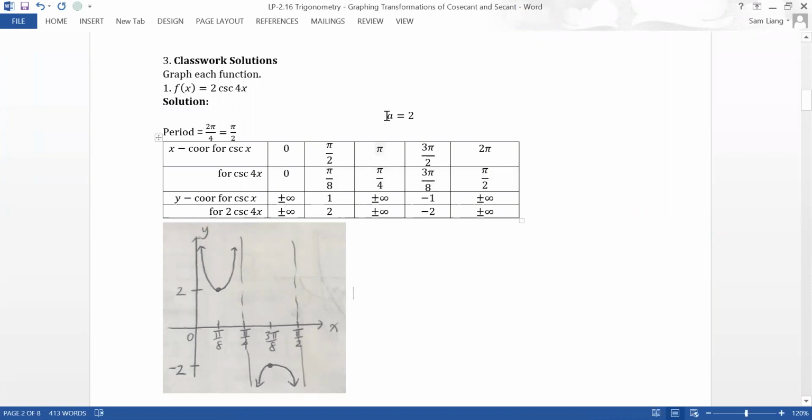Note here that I also denote a is equal to 2. I don't write amplitude because technically cosecant and secant don't have amplitudes. Same thing for tangent and cotangent. The reason is that amplitude is normally a finite max value, and these other four graphs go to infinity. So that's why we don't say amplitude. Here I just write a value, a equals 2.